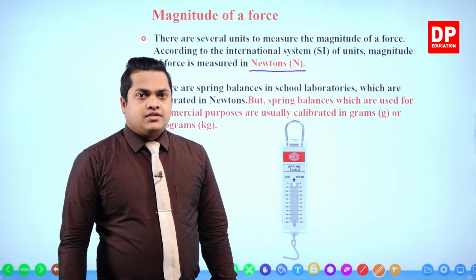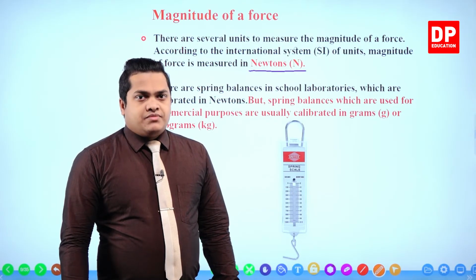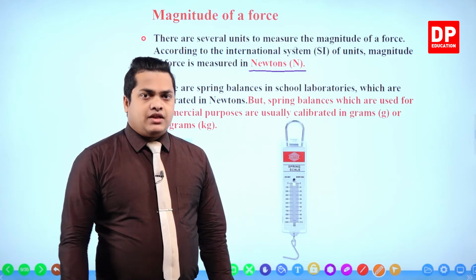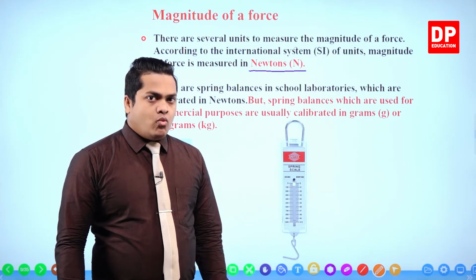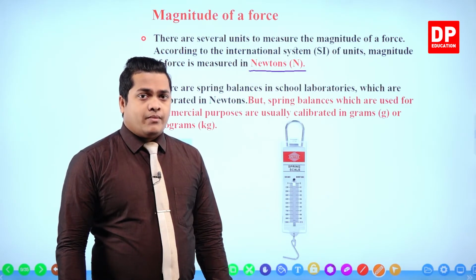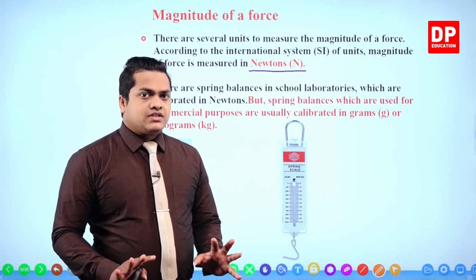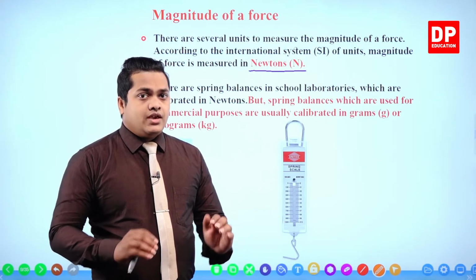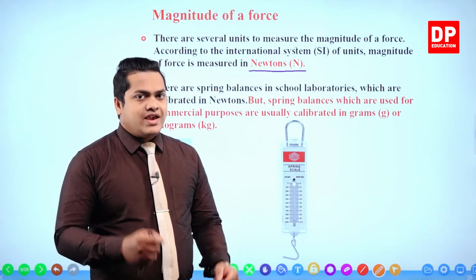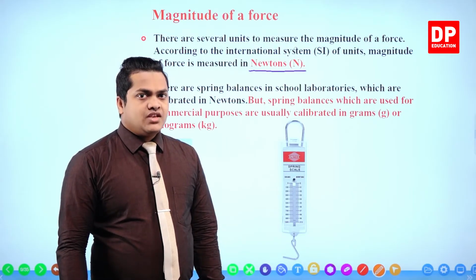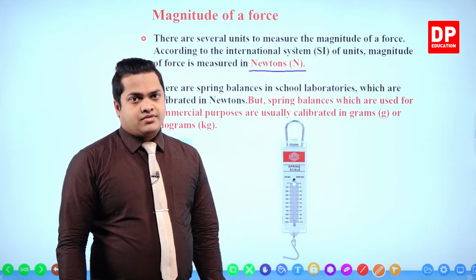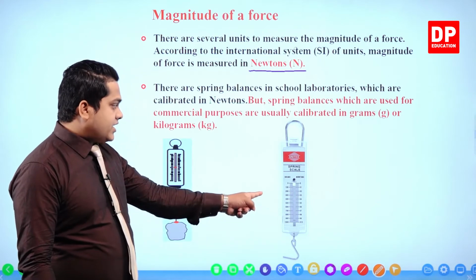Okay, the mass. Most of the time in our laboratories, if you use a Newton balance, it is definitely calibrated in newtons. However, the spring balances that you see in the commercial market might have a scale calibrated in kilograms or grams in order to measure the masses of objects. Sometimes you can observe both scales, right? So this is that kind of a figure.